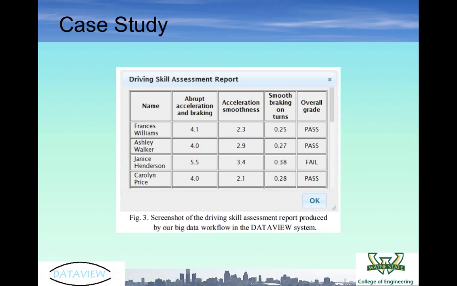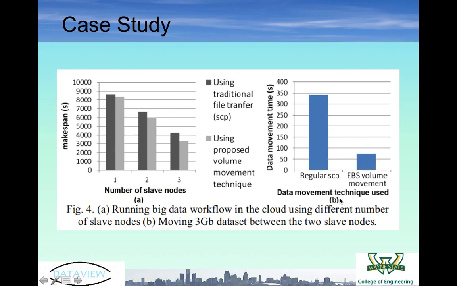So this is a screenshot of the driving skill assessment report produced by the author's big data workflow in the DataView system. As you can tell, for each individual driver, you get the assessment for abrupt acceleration and braking, the assessment for acceleration smoothness, the assessment for smooth braking on turns, and at last you get an overall grade assessment that is either pass or fail. So based on this assessment, the author showed us the results of his implementation case study.